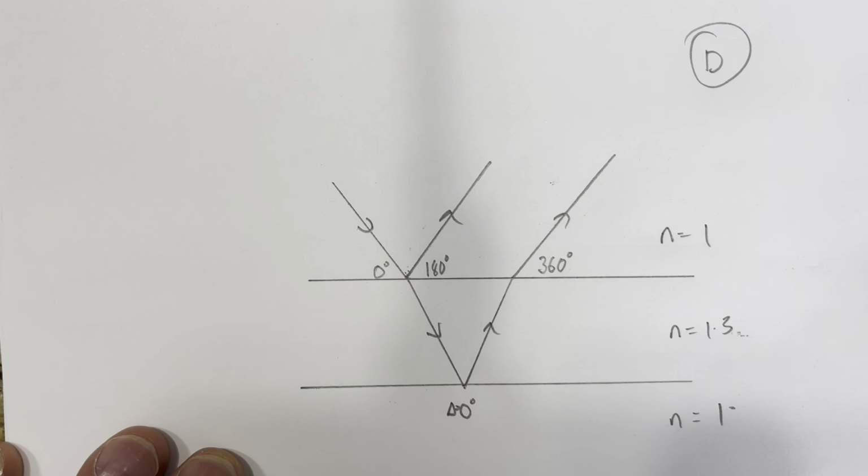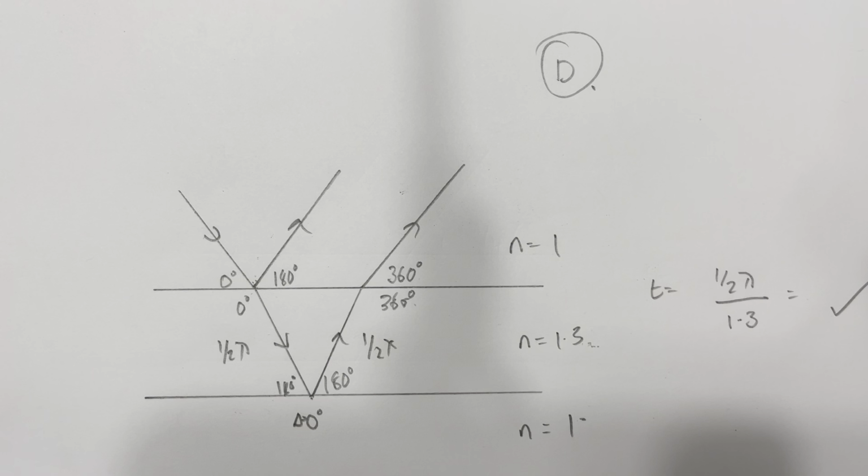That will give me 180 degrees in. There'll be no change. 180 degrees out, add 180 degrees, and back to my 360. I've got my destructive interference. My thickness here is going to be half of a wavelength in air over my refractive index. Gives our answer. And then we don't need to use any of the formulas at all. Just use the logic, draw the diagrams every time, and you should be fine.